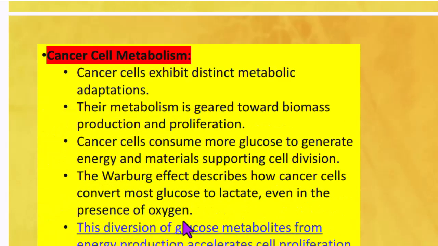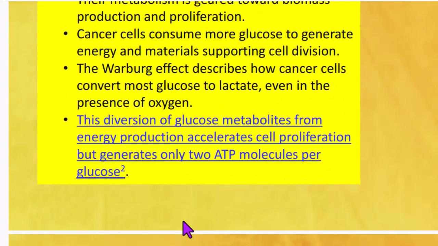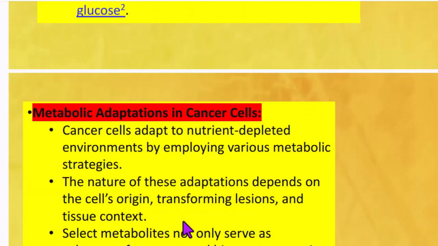In reverse, cancer cells exhibit distinct metabolic adaptations. Their metabolism is geared toward biomass production and proliferation. Cancer cells consume more glucose to generate energy and the materials supporting cell division. The Warburg effect describes how cancer cells convert most glucose to lactate even in the presence of oxygen. This diversion of glucose metabolites from energy production accelerates cell proliferation but generates only 2 ATP molecules per glucose.